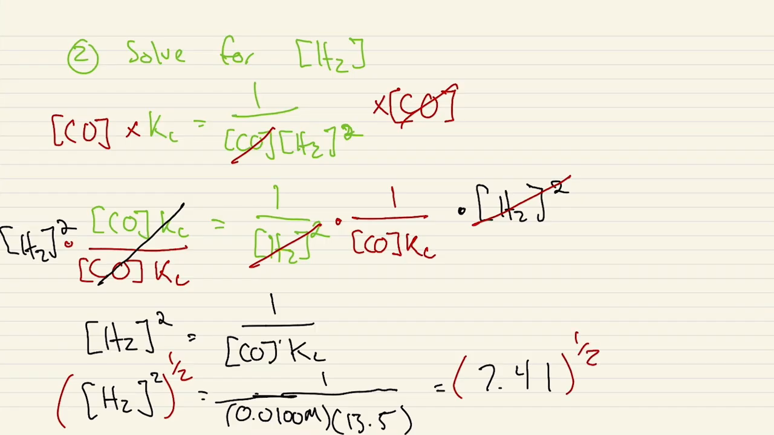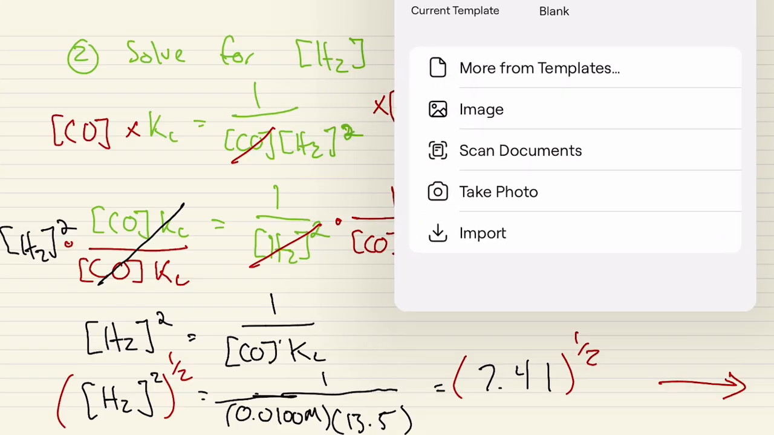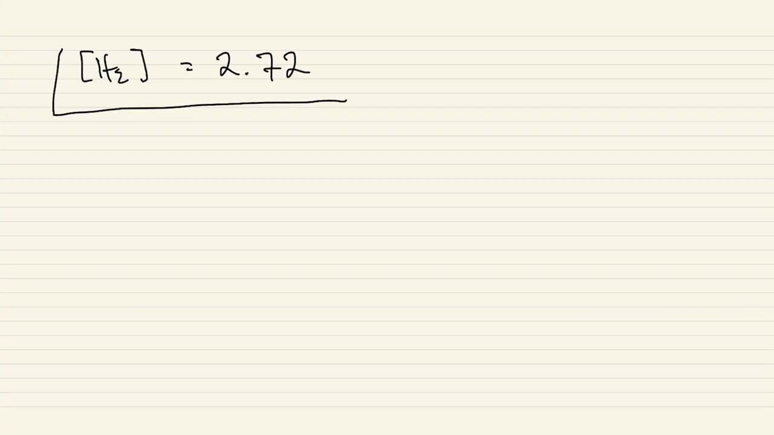So if we square root this, go to the next page, we get H2 is equal to about 2.72. And this is a concentration, so we know it's going to be in units of molarity.